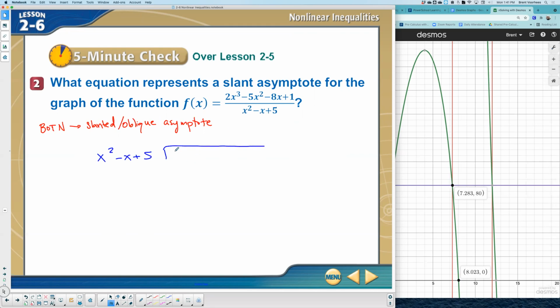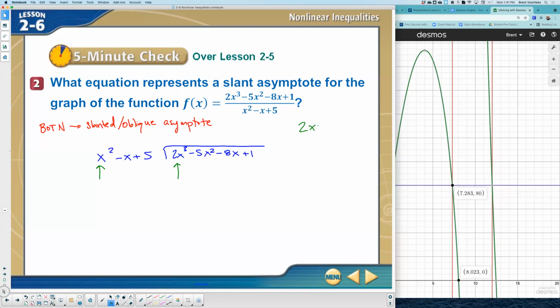Inside the house is the dividend, 2x, oops, that should be a cube, 2x cubed minus 5x squared minus 8x plus 1. The slanted asymptote will be the quotient, by the way. To start this off, what you need to ask yourself is, what is my leading term dividing by my leading term?